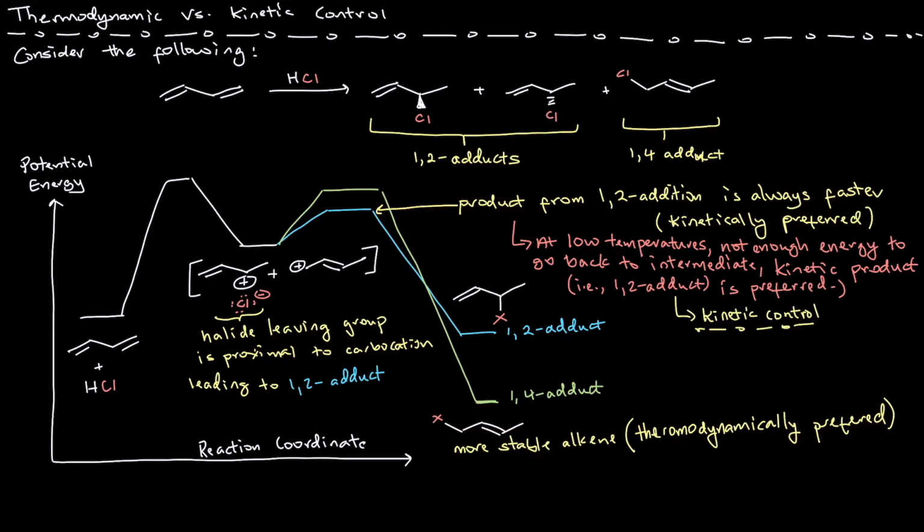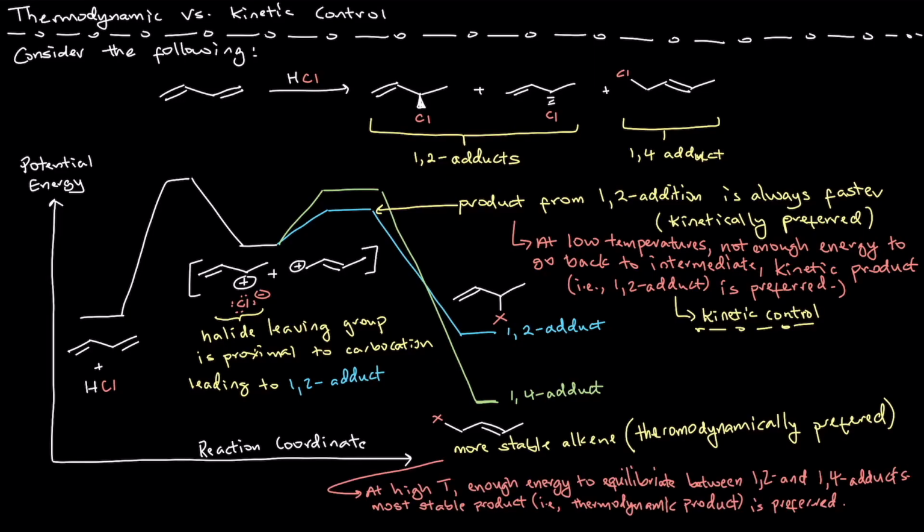Okay, so once again, at low temperatures, you might have enough energy to get from the carbocation to the 1,2 adduct, but you will not have enough energy to go back to the carbocation in order to go to the 1,4 adduct. And so altogether, your major product will actually be your 1,2 adduct. At a higher temperature, however, you're going to have enough energy for that 1,2 adduct to go back to the carbocation and then go to the 1,4 adduct and go back.